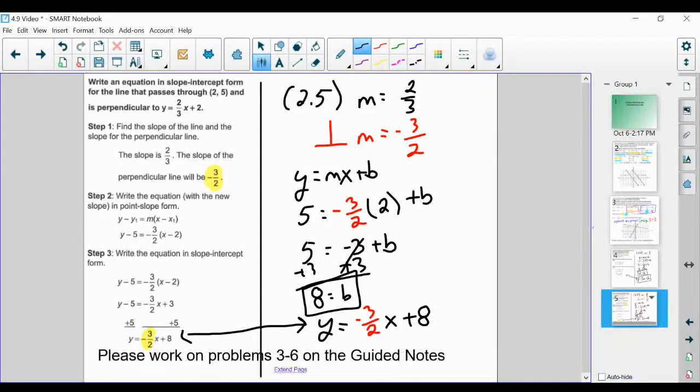Great job, really, folks. Please work on problems 3 through 6 on the guided notes, and please jot down any questions that you have. You're doing really, really well with this.